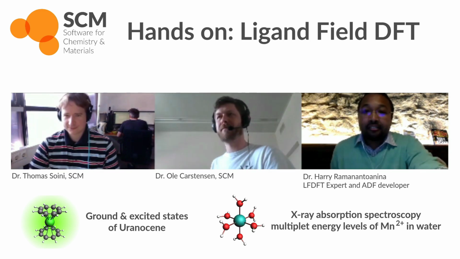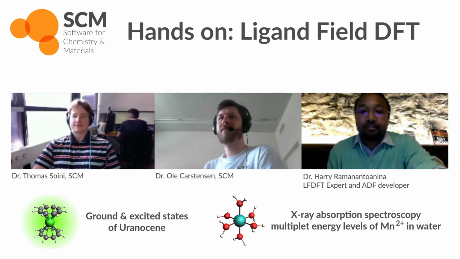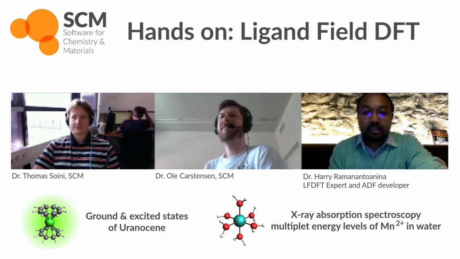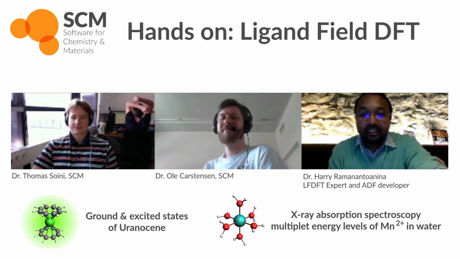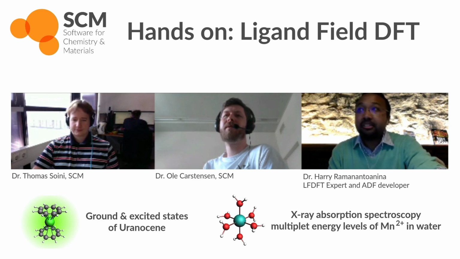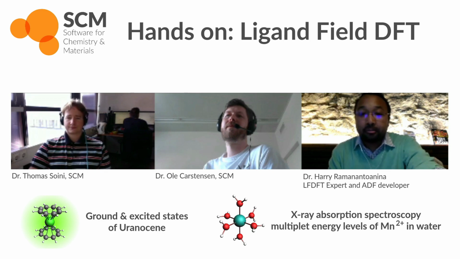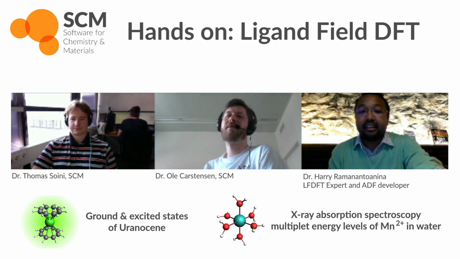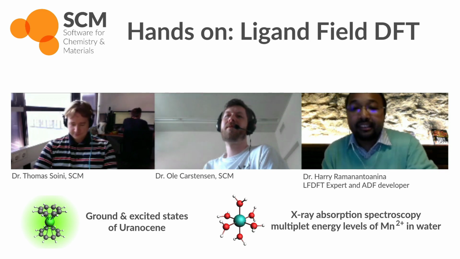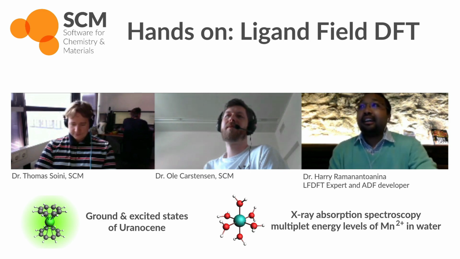And I will propose together with people from SCM two examples, so two tutorials of calculation of the ground state of uranocene, which is an actinide compound which contains uranium 4+, 5F2 electron configuration. And then we jump to X-ray absorption spectroscopy calculation. So it will be manganese transition metal compounds.